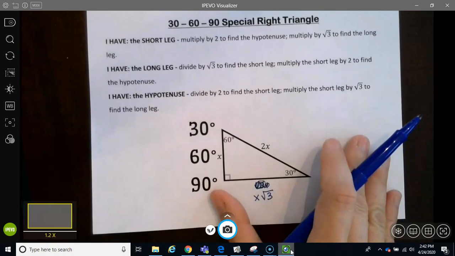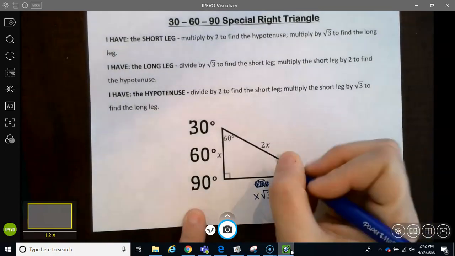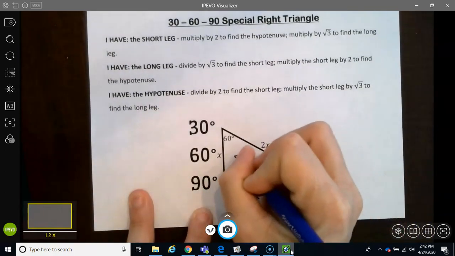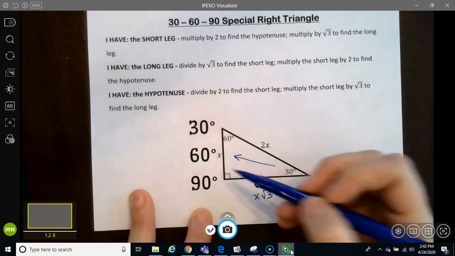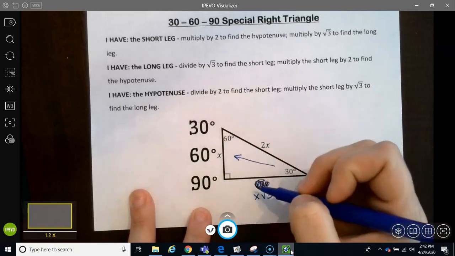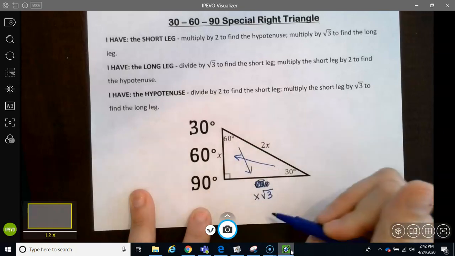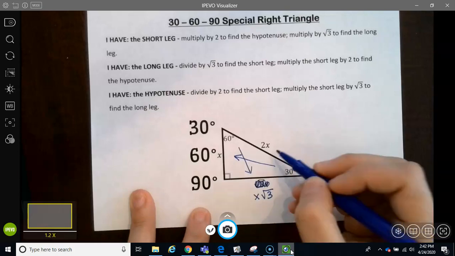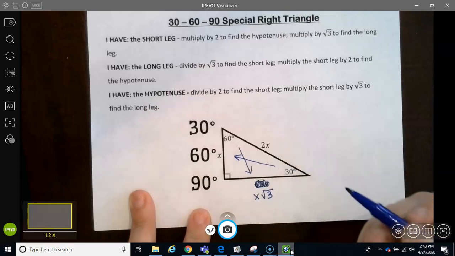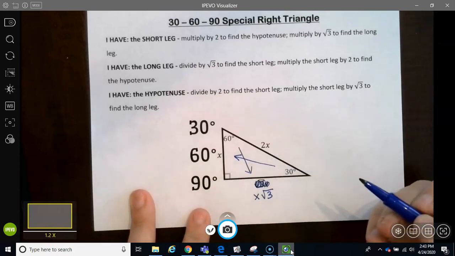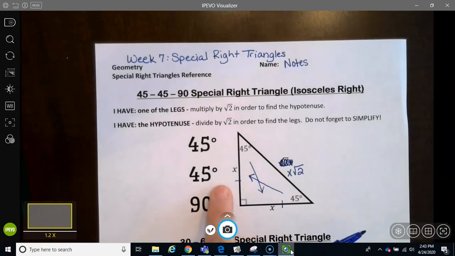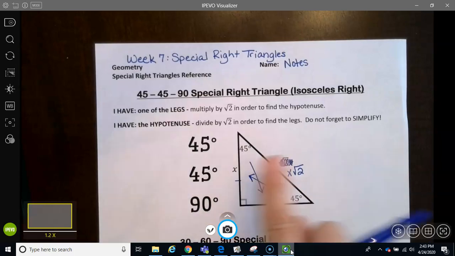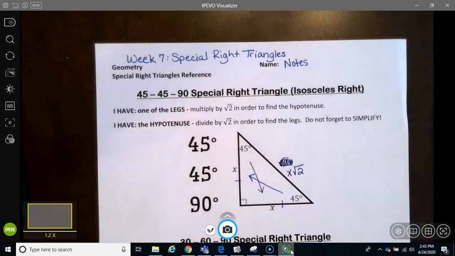Now with 30, 60, 90 triangles, the side that's across from the 30-degree angle is represented by X. The side across from the 60-degree angle is represented by X square root of 3. And then the hypotenuse, the side across from the 90-degree angle, is represented by 2X. This is true for every 30, 60, 90 triangle. And just like up here, these representations of X, X, and X square root of 2 will always hold up for a 45, 45, 90 triangle.